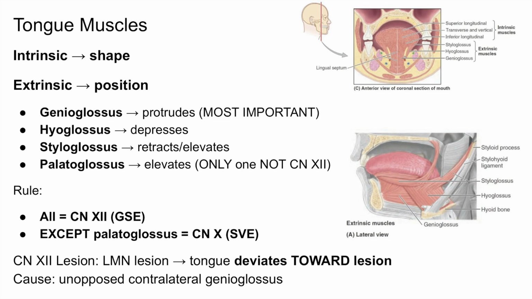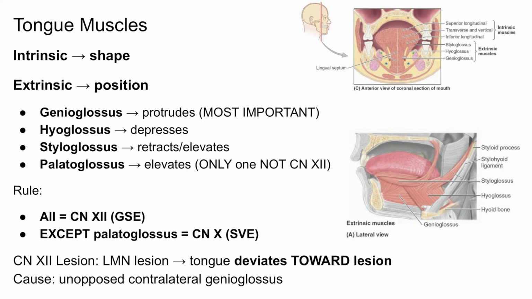So the clinical piece here is when you have a cranial nerve 12 lower motor lesion, the tongue deviates towards the side of the lesion when you stick it out. The reason is mechanical. The intact genioglossus on the opposite side pushes harder, so the tongue gets shoved towards the weaker side. So if the tongue deviates to the right, hypoglossal region. So don't forget, intrinsic is going to be shape.